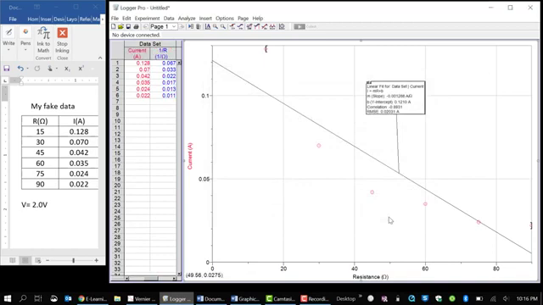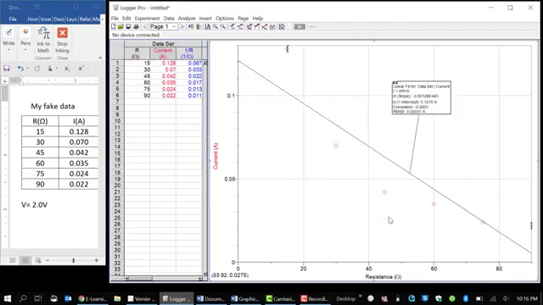Now I'm going to hit Control R so you can see all three of the columns. I've created that blue column right there, 1 over resistance. The computer took the value of resistance, did 1 divided by that, and put it in my new column. That's the easiest way to get from resistance to inverse resistance.